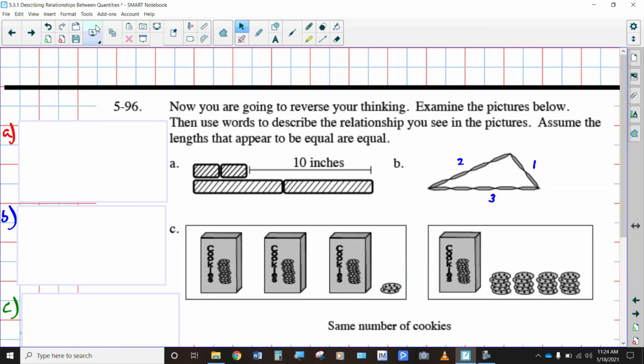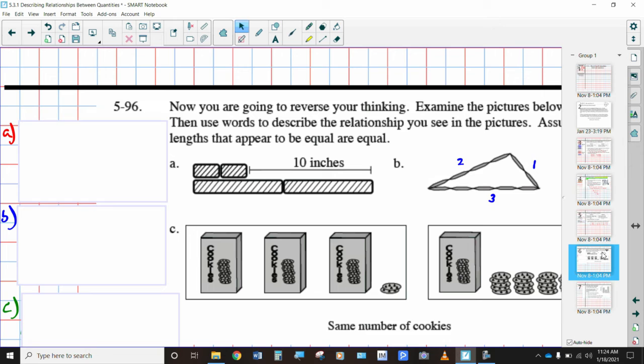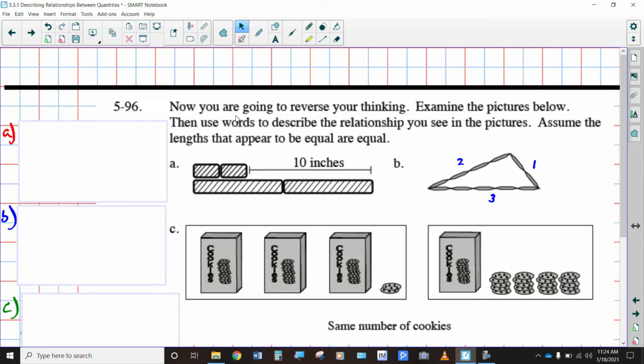All right, and I believe these are the last 3 problems. Let me go over here and check. No, I guess we got something else happening at the end. All right, so what we're going to do here is it says now you're going to reverse your thinking. Examine the pictures below, then use words to describe the relationship you see within these pictures. Assume that the lengths that appear to be equal are equal.